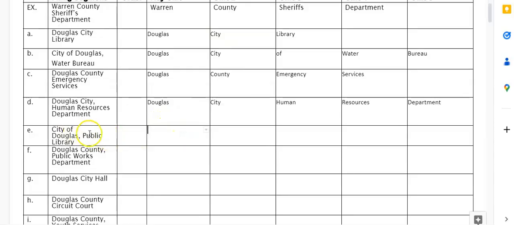For letter E, we have City of Douglas Public Library. So this is similar to letter B. We want to use our key unit as the actual name of the city, which is Douglas. Unit 2 is City. Of is unit 3. Then we have Public Library. Letter F is Douglas County Public Works Department. So Douglas is the name of the county. And then we have Public Works Department.